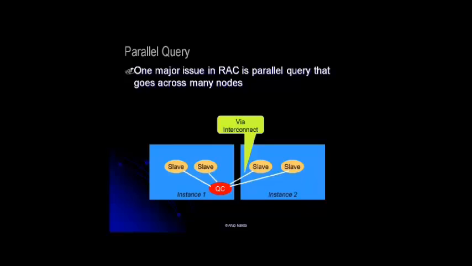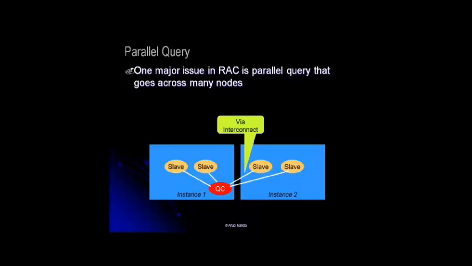So how do you do that? Is it possible to restrict parallel queries to a specific node only? Yes, you can. You can do that with two parameters in init.ora called instance_groups and parallel_instance_group. Let's see this one.